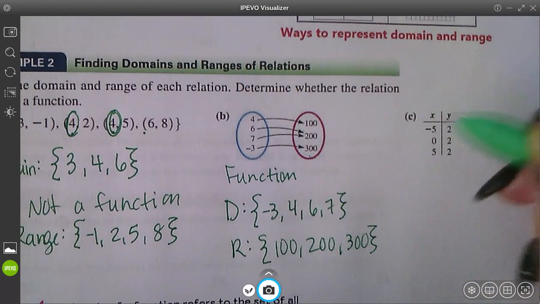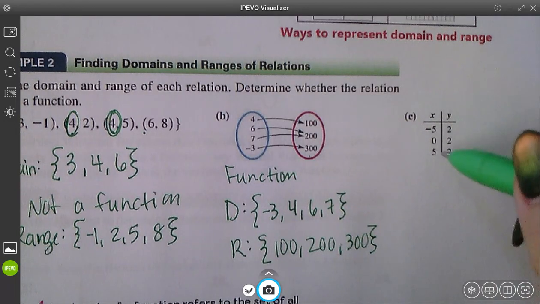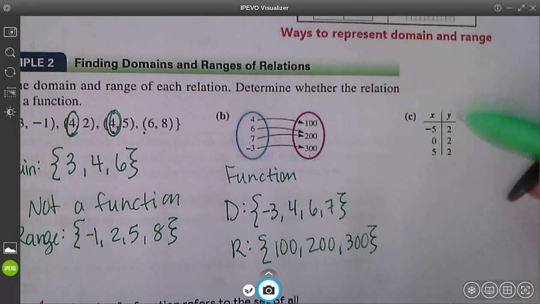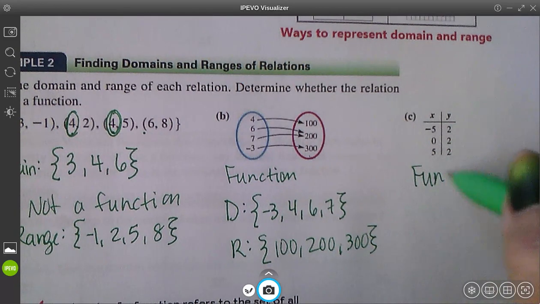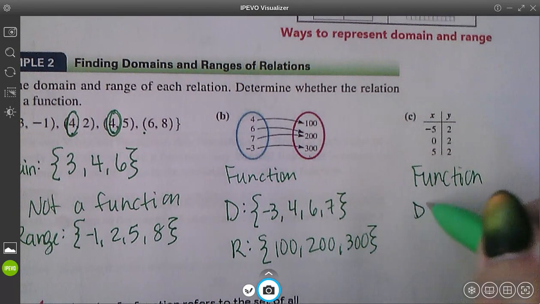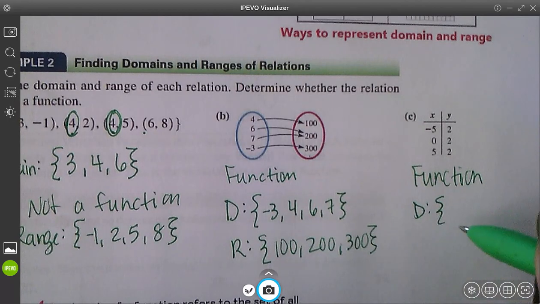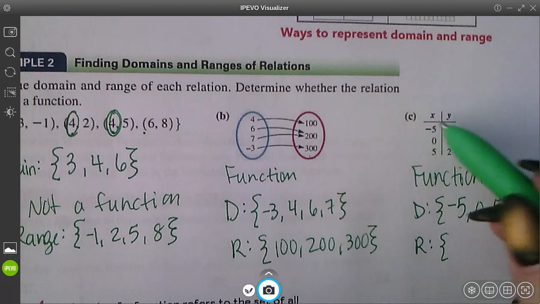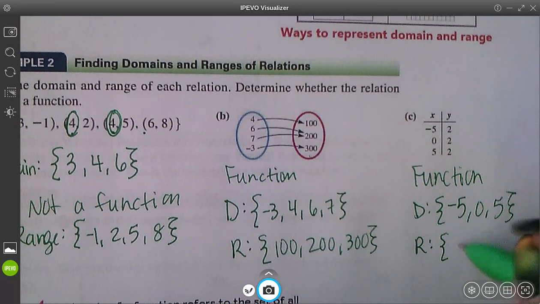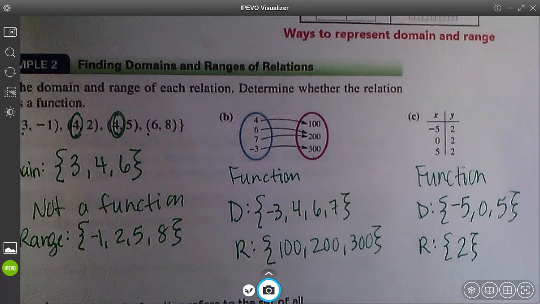Here's a table of values. In a table of values, I'm looking for any repeated x values. -5, 0, and 5, there are none that are repeated, so this is a function. The domain is the list of the x values in order, which would be -5, 0, and 5. And the range would be the list of all the y values in order, but all of the y values are the same, so it's just going to be that individual number of 2.